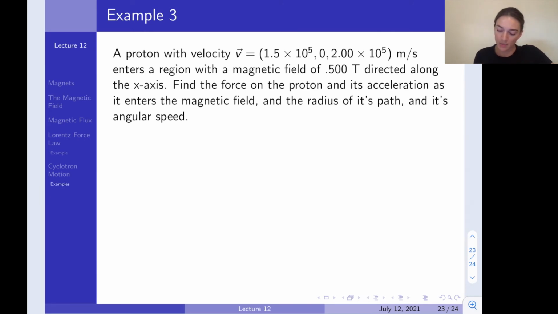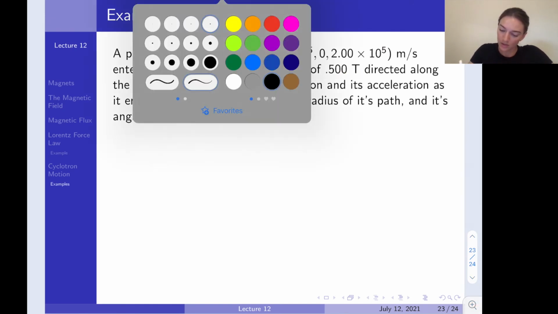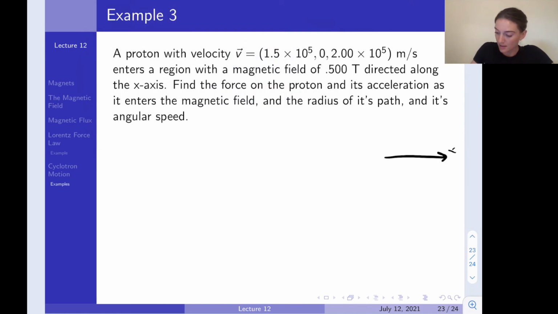All right, so here we have a proton with velocity given by this. So we've got some velocity in the x direction and some component in the z direction. It enters a region with a magnetic field of 0.5 Tesla directed along the x-axis. So let's draw our axes like this. We have x, y, and then the z comes out like this. So our magnetic field is going in the x direction. We've got 0.5 Tesla. And we want to find the force on the proton and its acceleration as it enters the magnetic field, the radius of its path, and its angular speed.